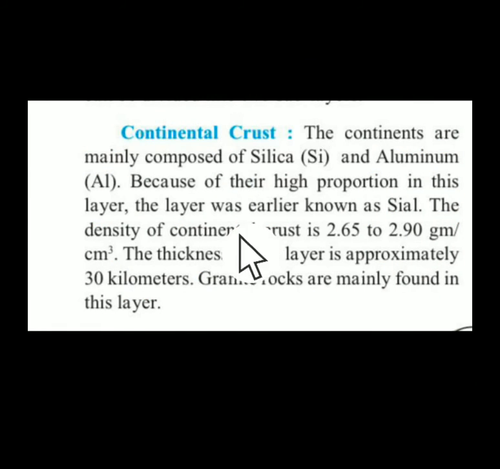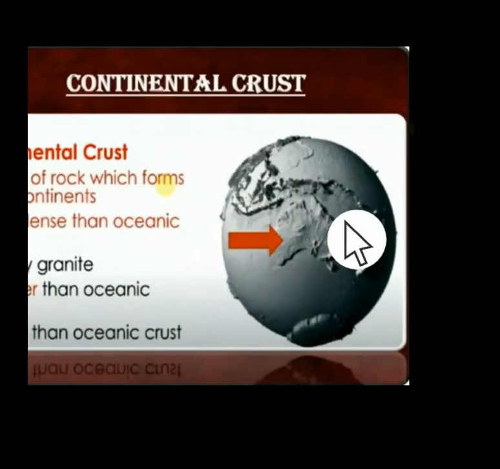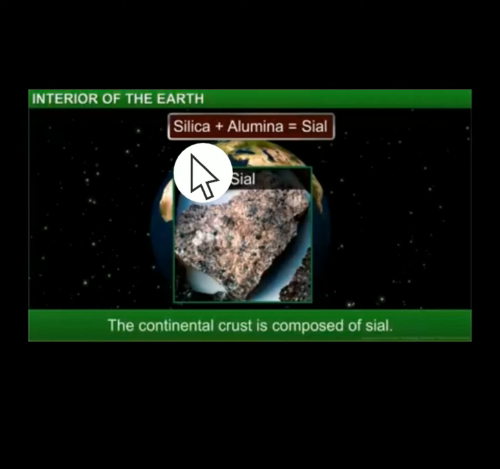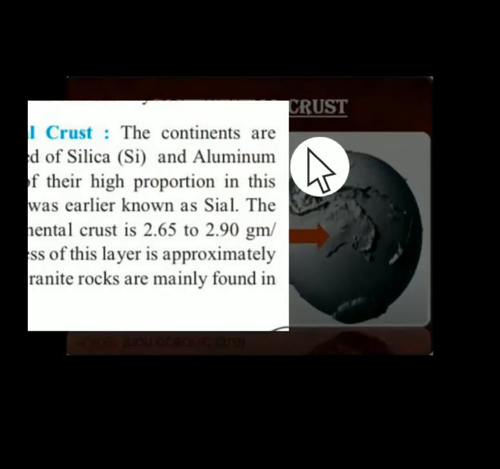My dear students, because of their high proportion in this layer, the layer was earlier known as sial. These two materials, silica and aluminium, are present in such high quantity that it was earlier called sial. The combination of both is called sial: silica Si and aluminium Al. Because of the combination of both, silica as well as aluminium, it was called sial.